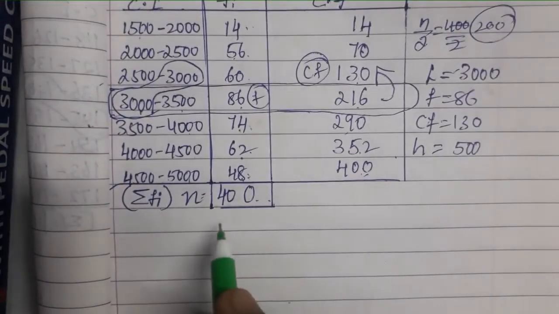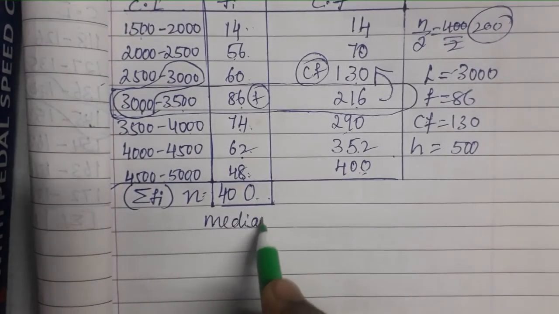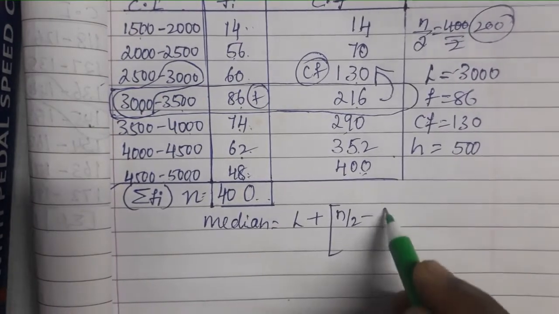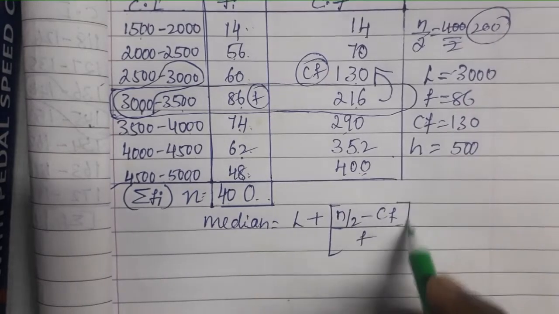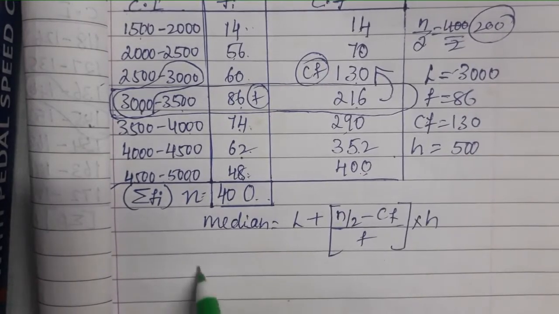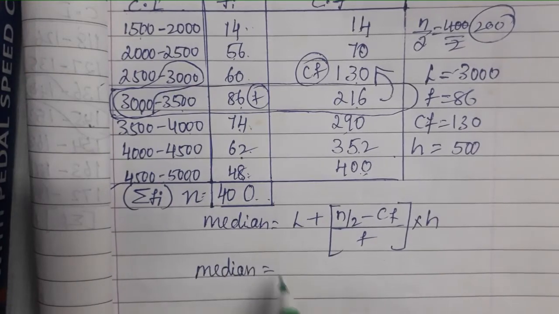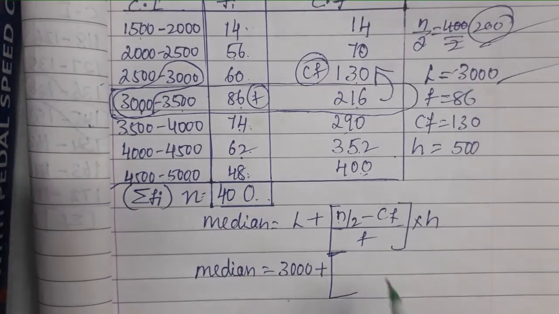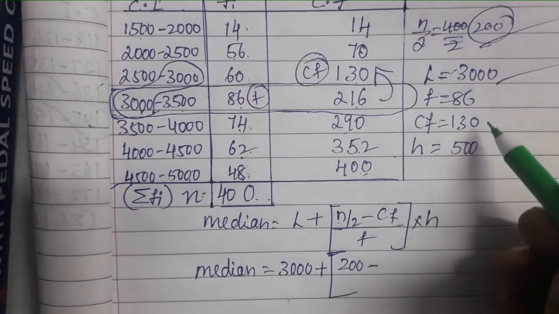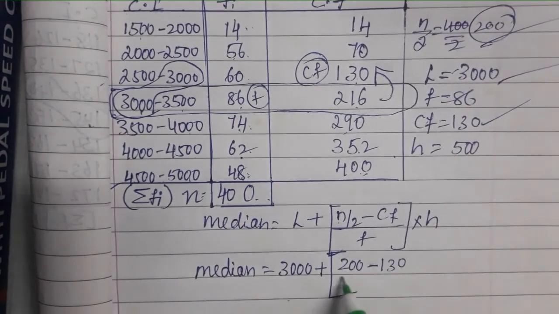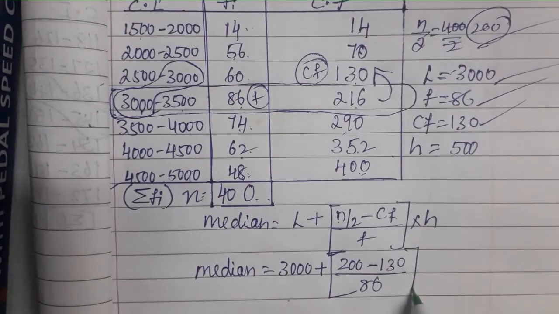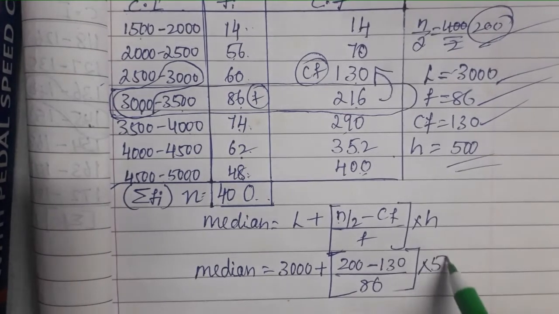Now, the next step is median formula. Median is equal to L plus n by 2 minus CF by f into h. Substitute the values. L, how much? 3000. Plus, open the bracket. What is n by 2? Already you have got here 200. Minus, what is CF? It is here 130. What is f? f is here 86. Into, what is h? h is here 500.